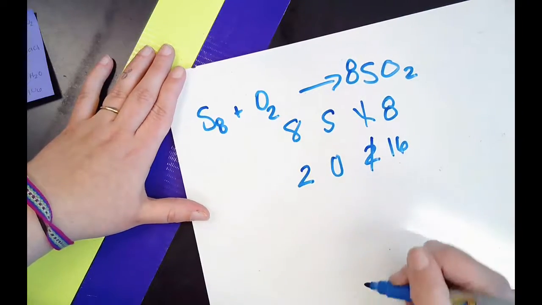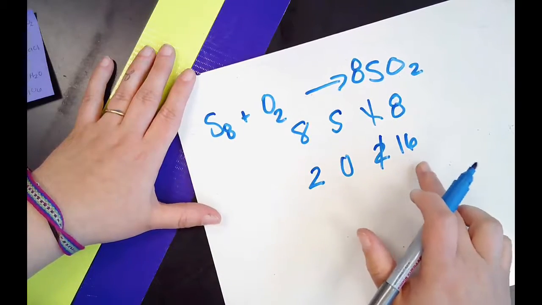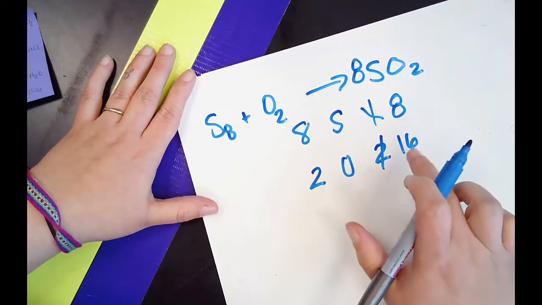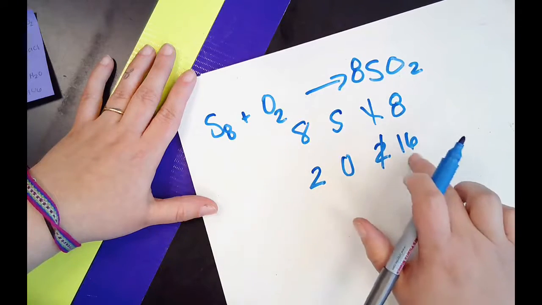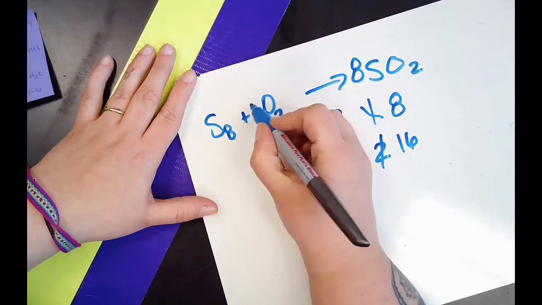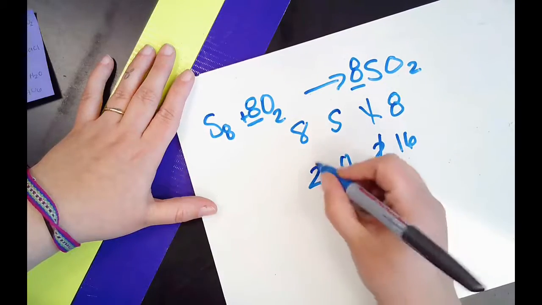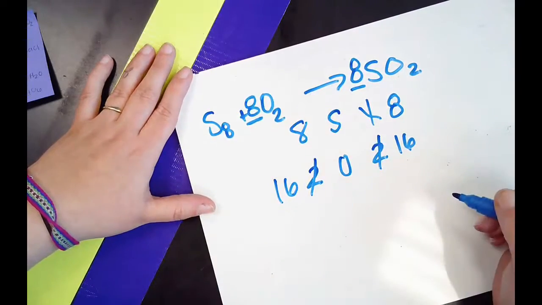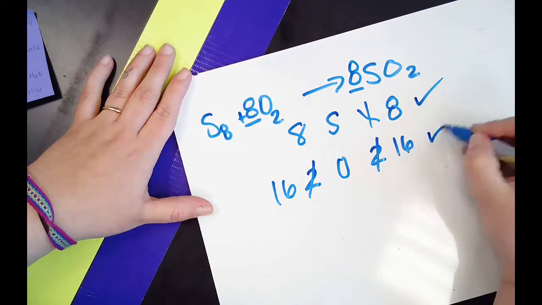That threw my oxygen out of balance, so now I need to balance it. I need 16, I have 2. The only way to turn a 2 into a 16 is to multiply it by 8. So I'm going to add a coefficient of 8 here on this side of the equation, and now I have 16 oxygens there. So now sulfur is balanced, oxygen is balanced, and I have a balanced equation.